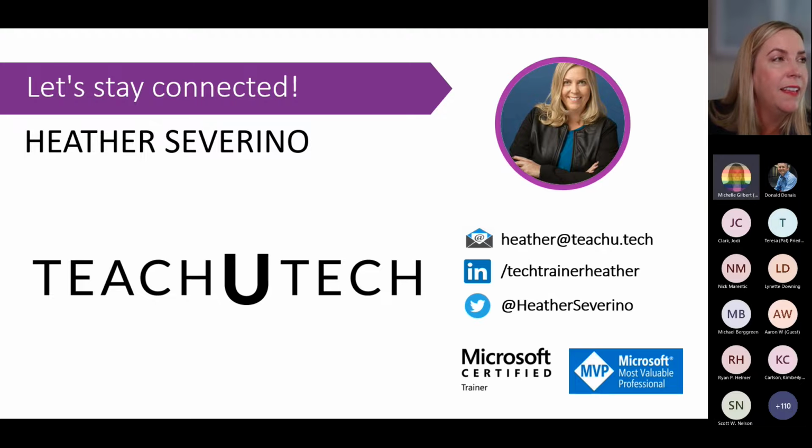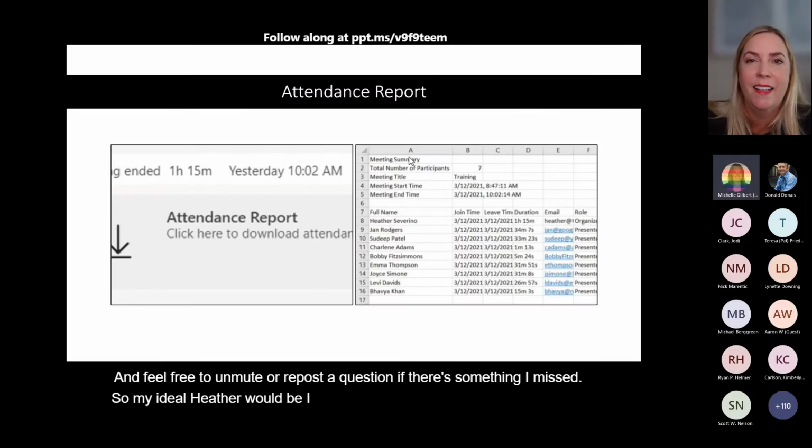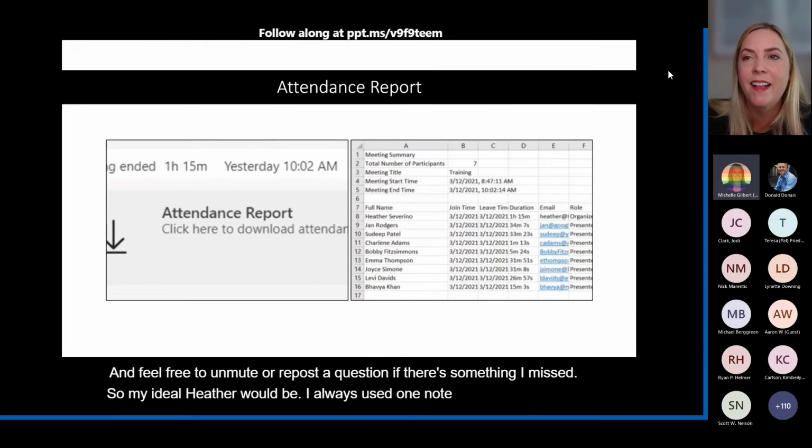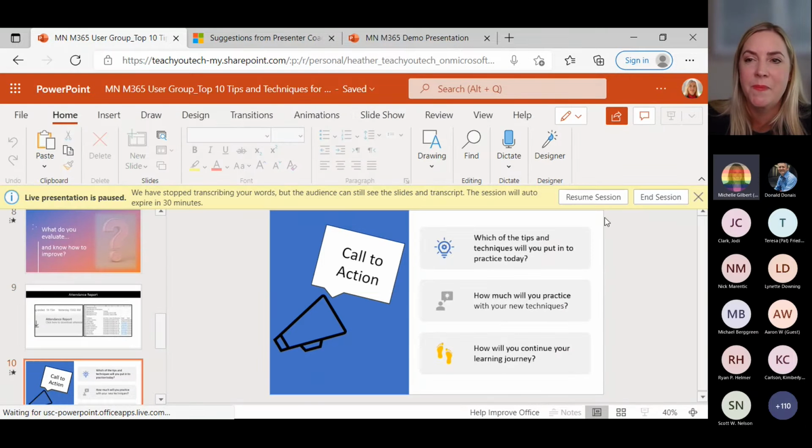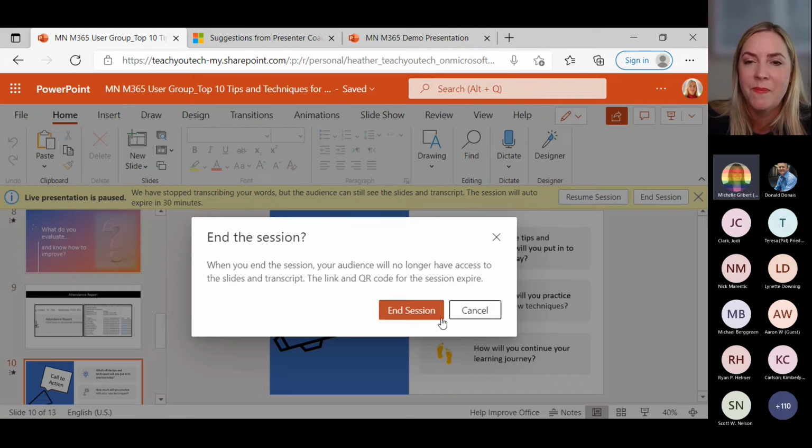So my ideal, Heather, would be, I always use OneNote for adding my meeting details, and I can then check mark when somebody attended or not attended. I love if that was just automatic by connecting back from the Teams attendance report and check mark in my OneNote.